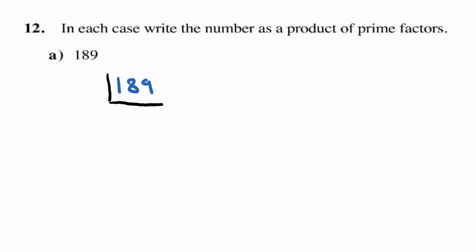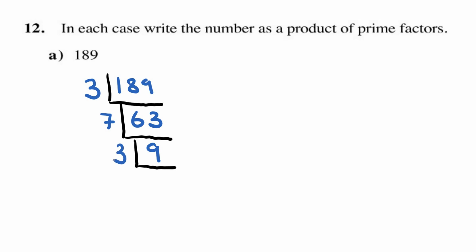So a number that divides into 189 is going to be 3, and 189 divided by 3 is going to be 63. And then if I keep on using my division table here, a number that divides into 63, I'm going to use 7. So 63 divided by 7 is going to be 9. And since 9 is a composite number, I keep on going. And so 3 will definitely divide into 9. So 9 divided by 3 is going to be 3. And this is where I'm going to stop because that's a prime number.